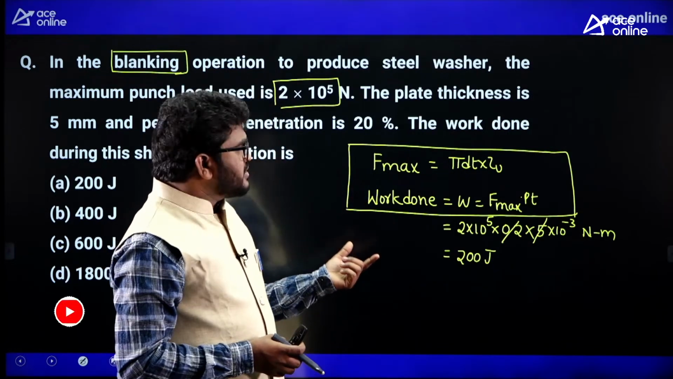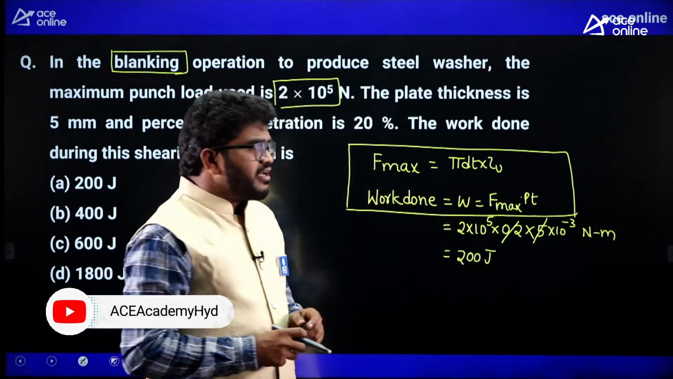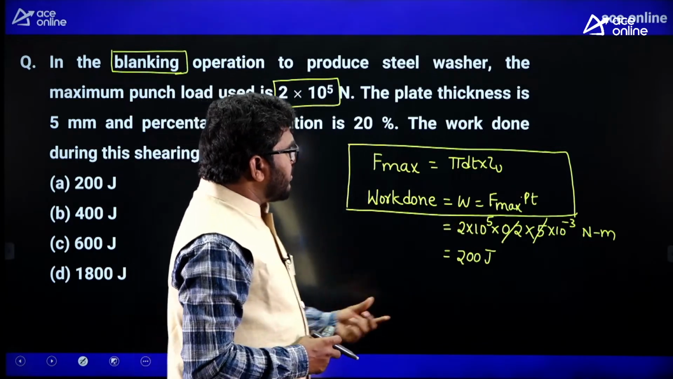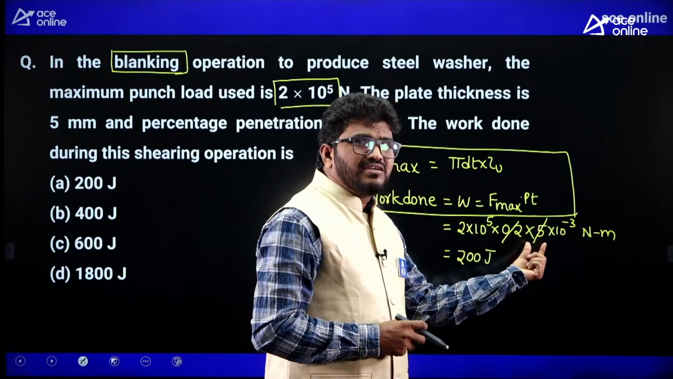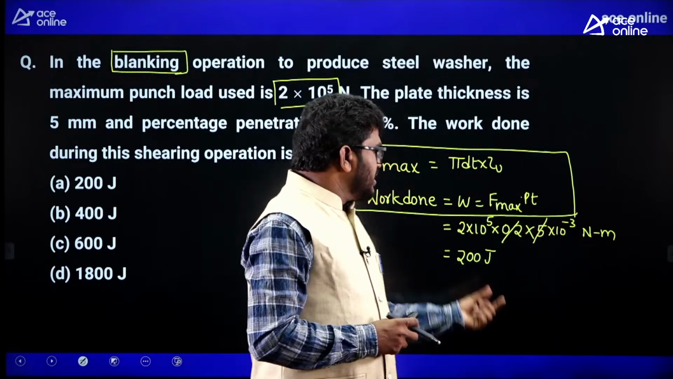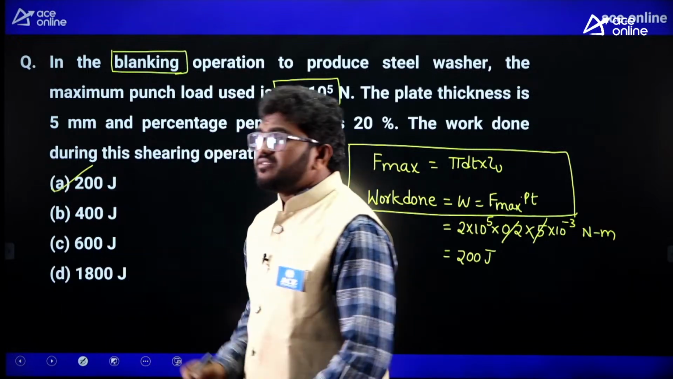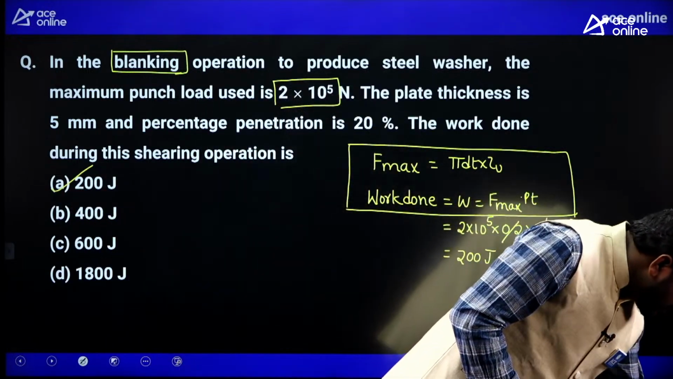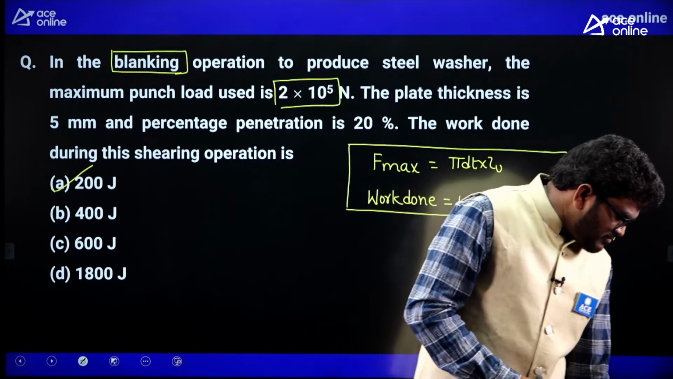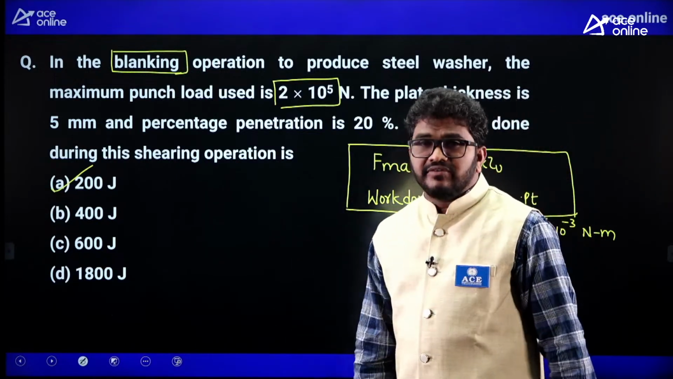So work done is equal to force into penetration thickness, right? Here force is 2 into 10 power 5 Newton. Penetration is 0.2 of the 5 mm thickness. That's why I'm converting into meter, 5 into 10 power minus 3. So I'll get this answer. I hope everyone understands this question. 200 joules you got. Yes, 200 joules. Is it okay? Right, it's a very simple question.